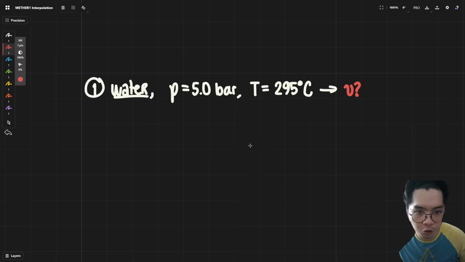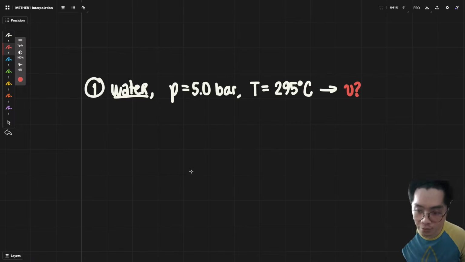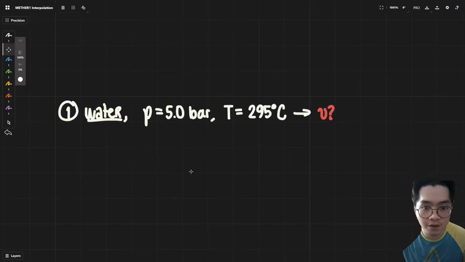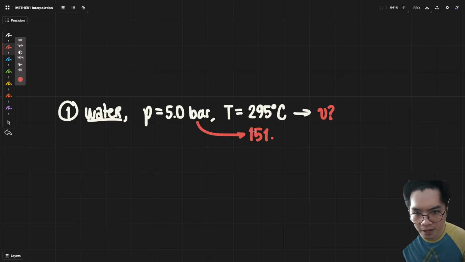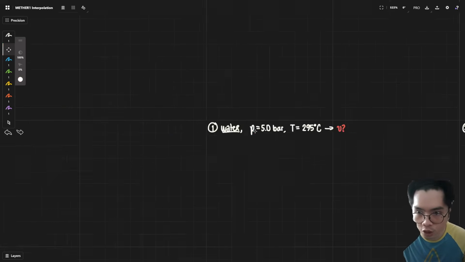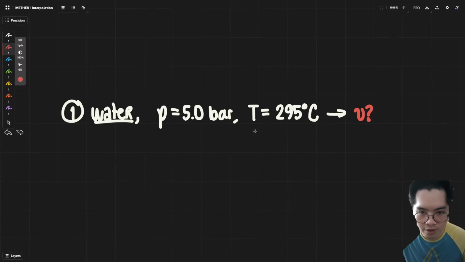We have our pressure of 5 bar, and its corresponding saturation temperature is 151.9 degrees Celsius. But our temperature is higher, which means that this is indeed a superheated vapor. Good job to us. So this is a superheated vapor.